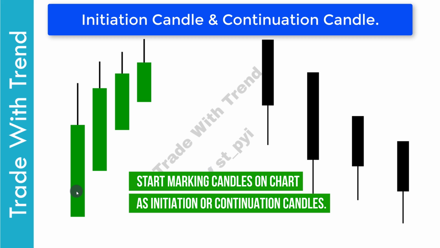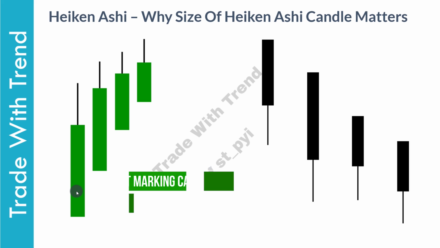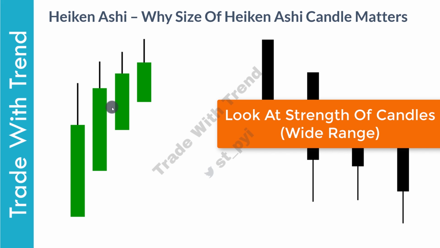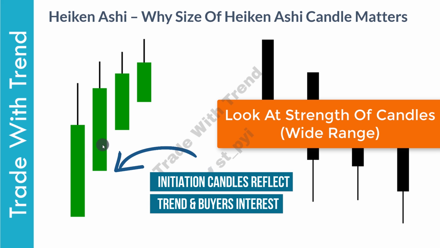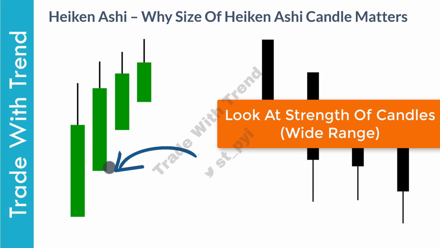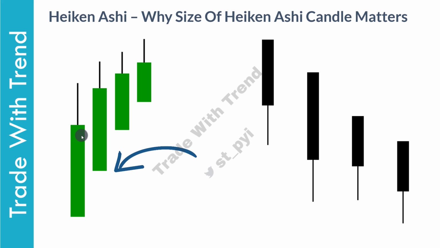Now continuation candles are ones that reaffirm the direction of trend and are useful to increase positions in the direction of trend. In the chart in front of you, I have posted bullish candles and bearish candles. Let us take up bullish candles first. The first 2 candles that you see are trend initiation candles. Look at the size of these candles with respect to the range. Clearly, these wide range candles represent underlying momentum and buyers' interest.